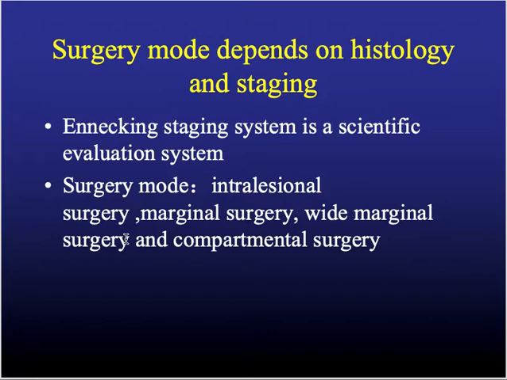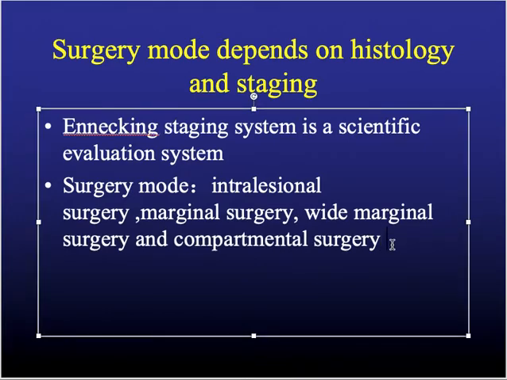That is done in highly malignant cases, in which there is a chance that even if a small piece of tumor is left behind, it can grow again from there and destroy the other area. That's why wide marginal surgery is done for that. What is compartmental surgery? It is when the entire compartment in which the tumor is located is resected. It is also called radical resection. So it could be intralesional, marginal, wide marginal, or compartmental, that is, radical resection.